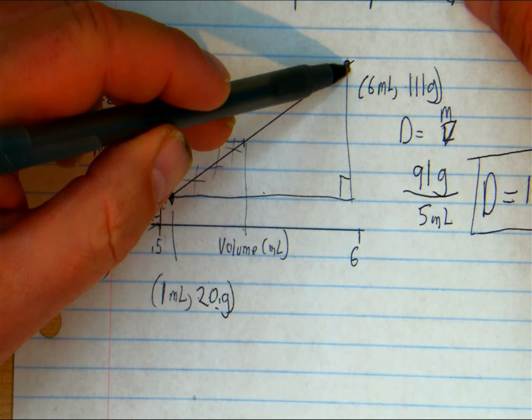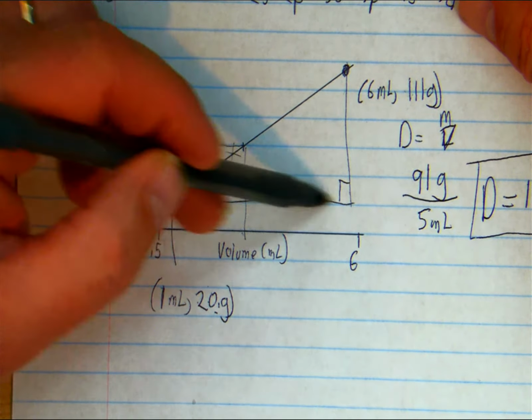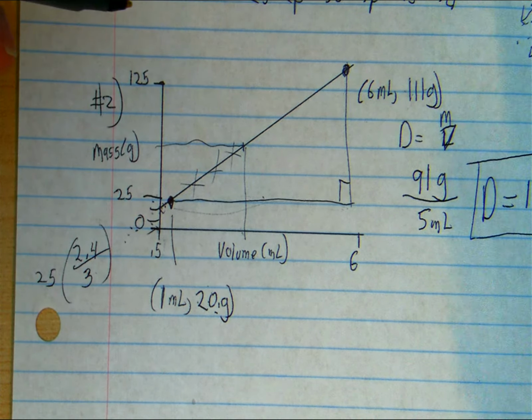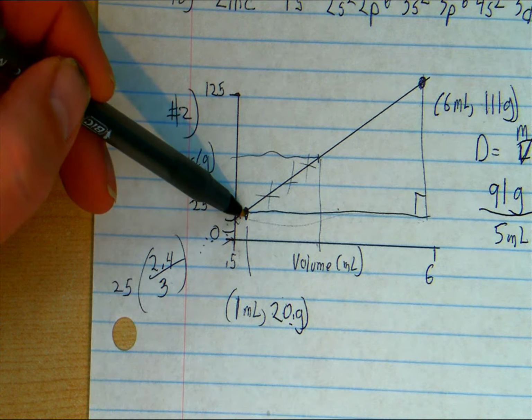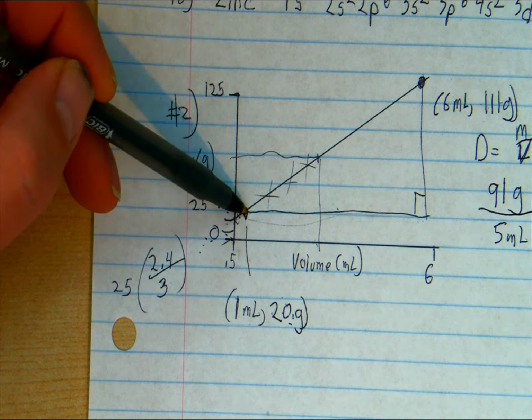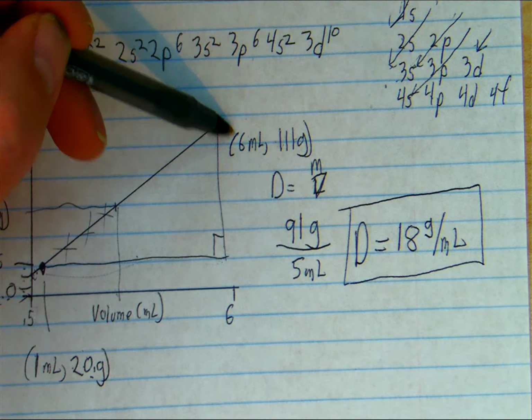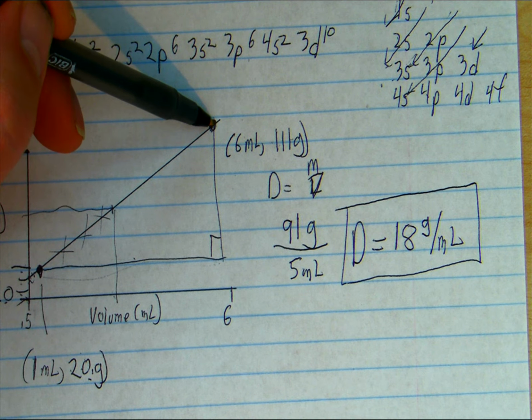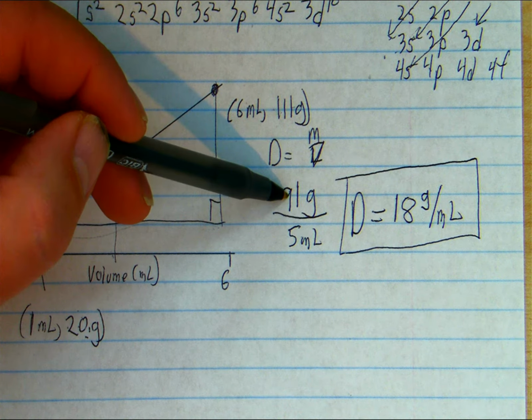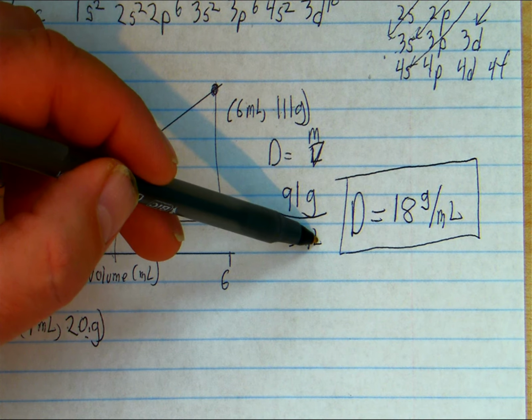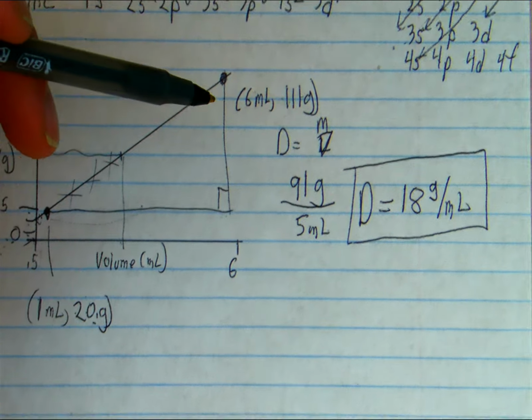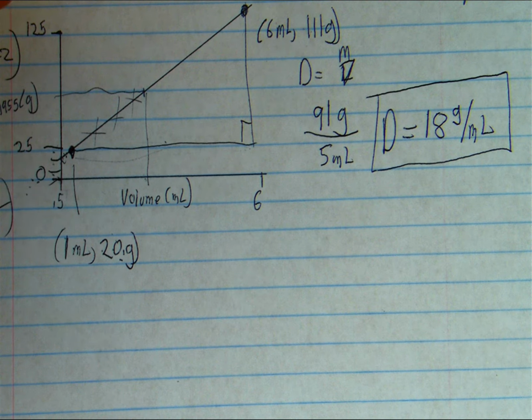And then from math class, do the rise over the run. So I worked it out that to me it looked like it was the point 1 milliliter by 20 grams, 6 milliliters by 111 grams. So the rise is 91 grams, the run is 5 milliliters, and density worked out to 18 grams per milliliter.